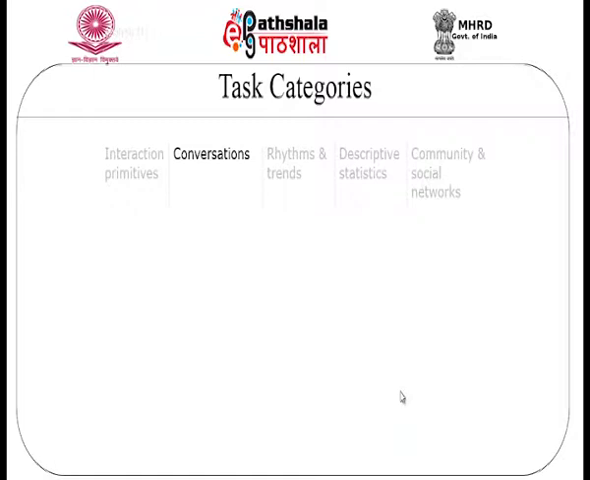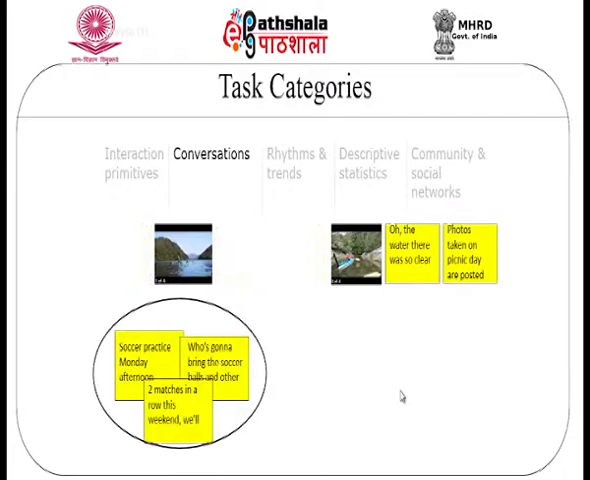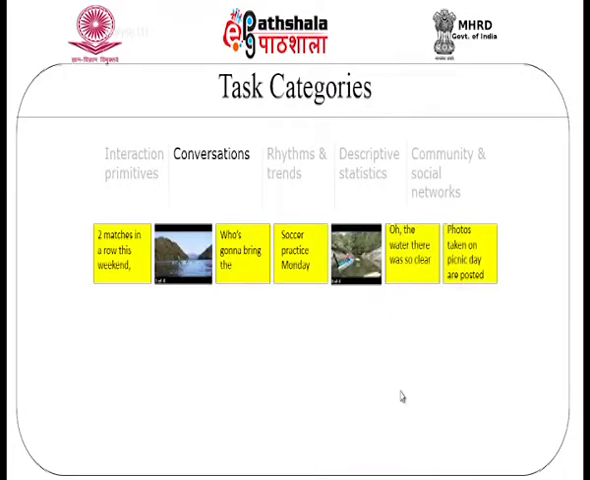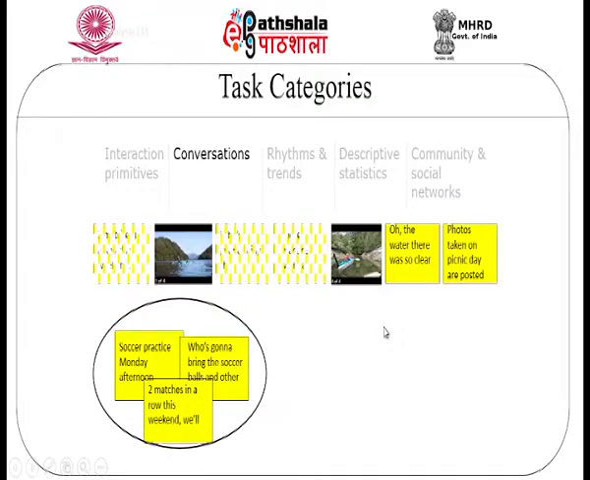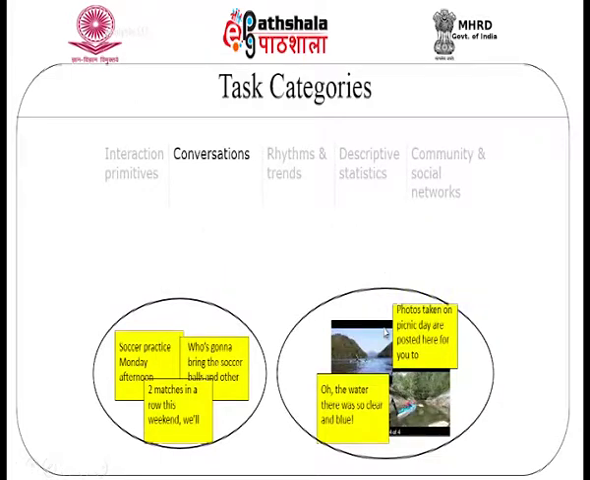The next kind of task that can happen over the data is conversation. There are various kinds of conversation that can take place. Here is an example which shows the kind of conversation that can take place. They say that the soccer practice is on Monday. They also say that the photos were so clear. Photos were taken on a picnic day.